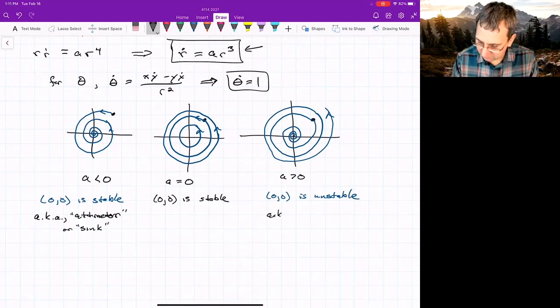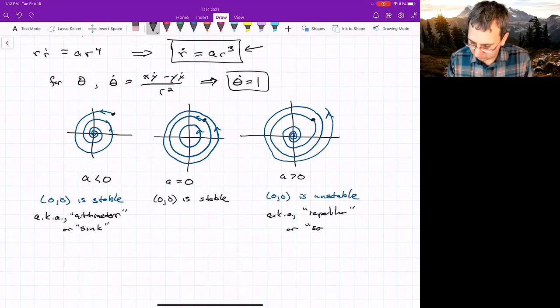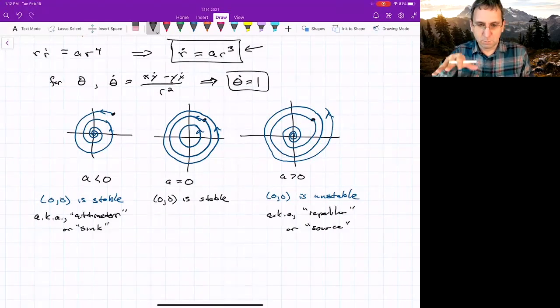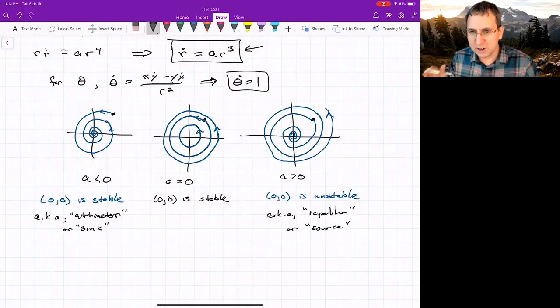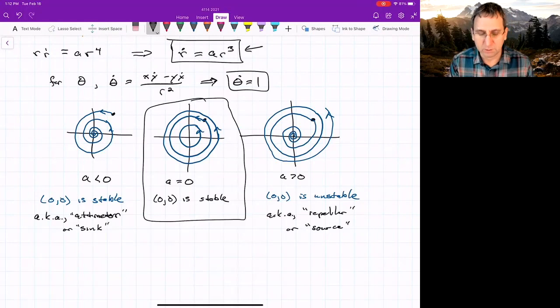And this is also known as, the opposite of an attractor, a repeller or source. And then the thing in the middle is just like a marginal case. From the linear analysis, we would have thought only this case in the middle is possible. But of course, it's not.